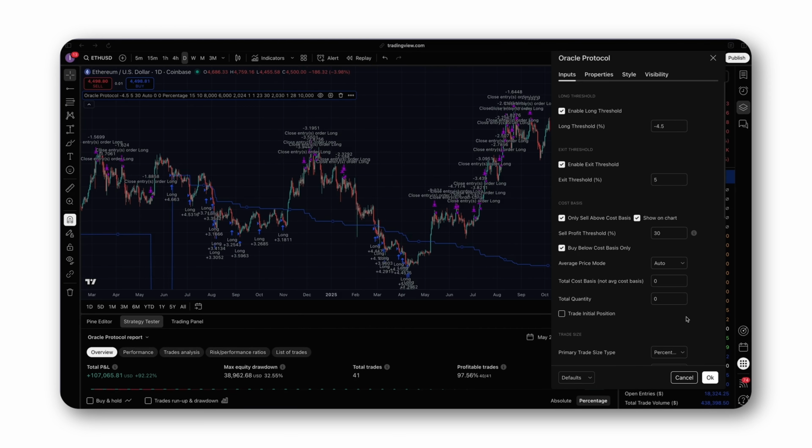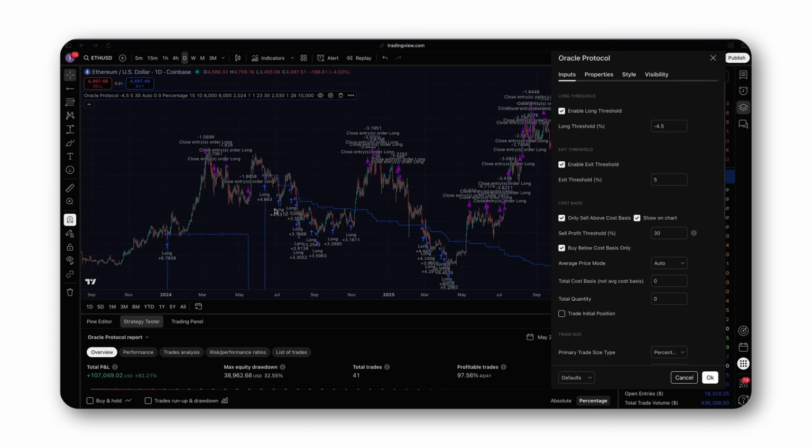Now with this recipe, you'll notice that I actually use a new feature of ours for the Oracle protocol, which is this buy below cost basis only feature. As the name implies, your buy orders only occur under your cost basis. So you'll notice there are no buys above the blue line whatsoever. This is very situational. This can really boost returns in some cases. And I think it works especially well for these consolidating, volatile, non-trending markets because price does tend to just continue to bounce up and down between certain levels.